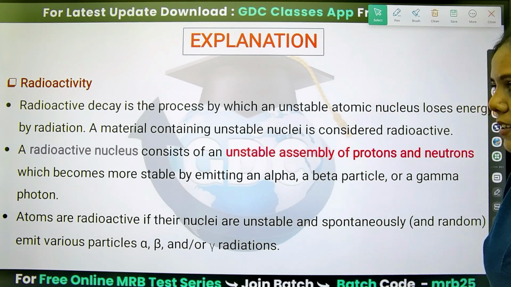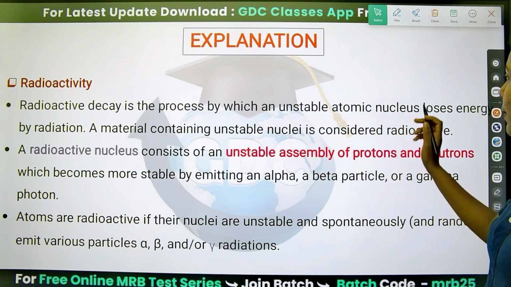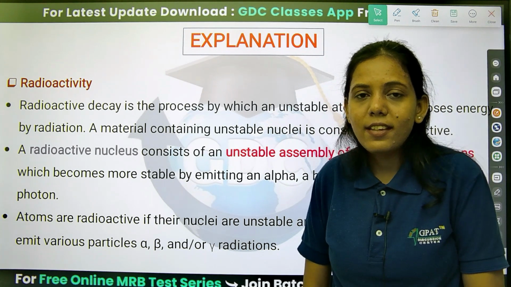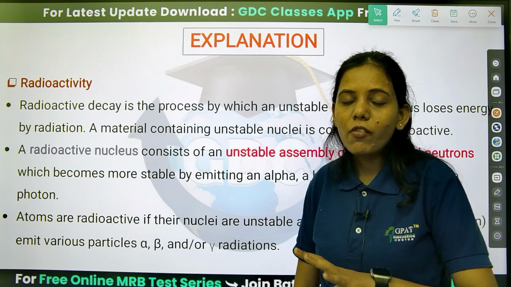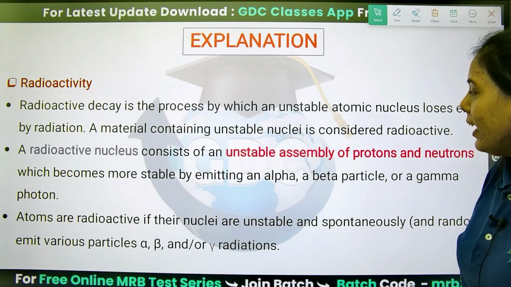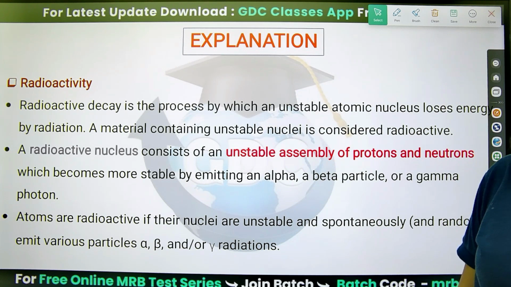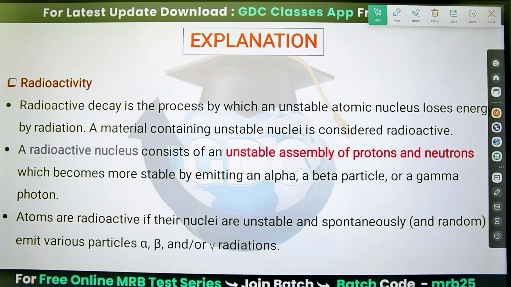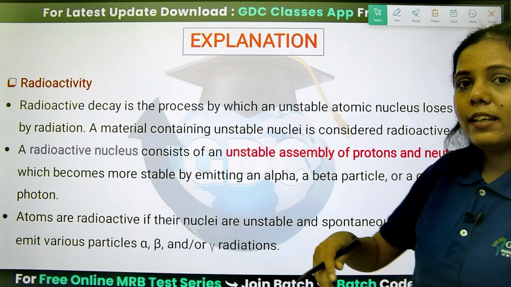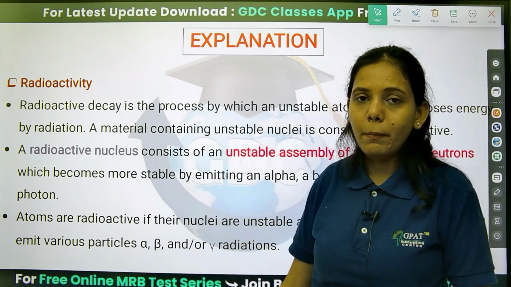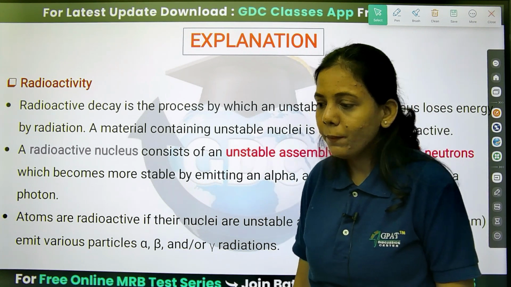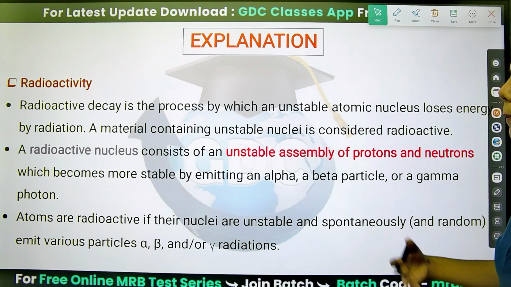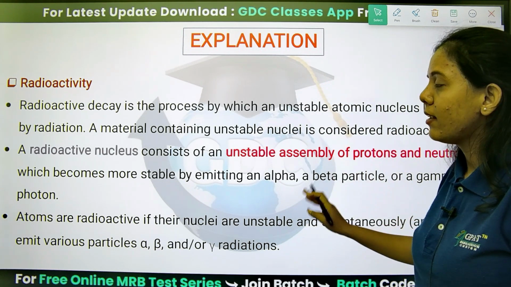Radioactive decay is a process by which an unstable atomic nucleus will lose energy by radiation. Whatever the energy is there, it will be lost in terms of radioactivity. A material containing unstable nucleus is considered as radioactive material. It consists of an unstable assembly of protons and neutrons, which are present in the nucleus. So that is the reason nucleus is the main in terms of radioactivity. Atoms are radioactive if their nuclei are unstable and spontaneously emit alpha, beta, or gamma particles.